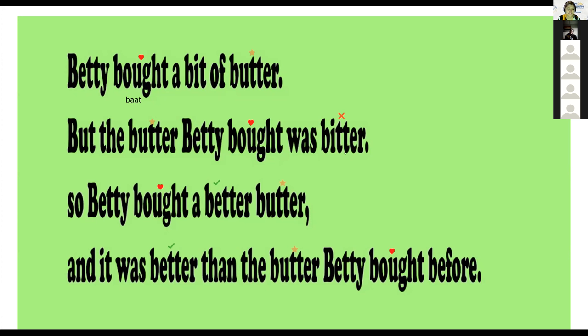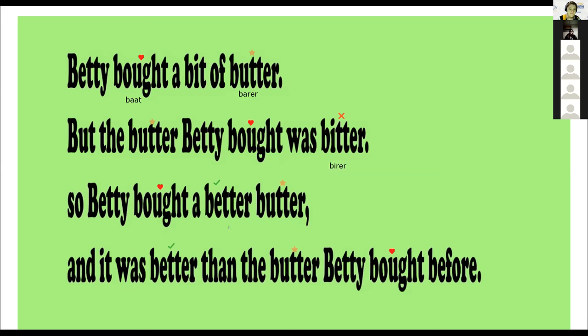Beater. Okay. But a bit of butter, but the butter very bad was bitter. So very bad, a better butter. And it was better than the butter very bad before. Now let's see. So this one we say like butter, like that. Then, so butter, butter. A hard again, but this one is bitter.